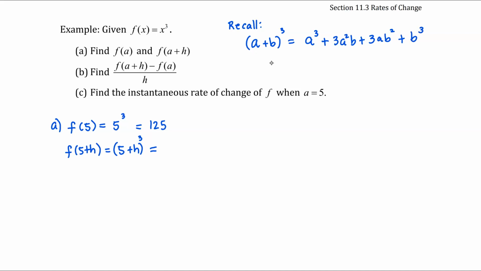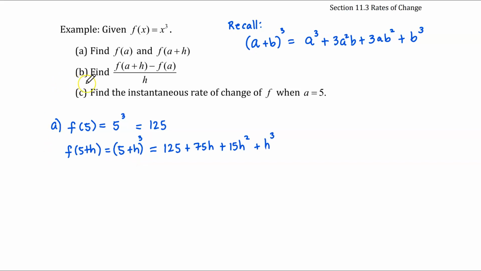So following that pattern, we have the cube of the first term, cube of 5 is 125, plus 3 times the square of 5, which is 25. 3 times 25 is 75. So 75h plus 3 times 5. Our a is 5. So 3 times 5 is 15. And then h squared. Lastly, you cube the last term, cube h. So you have h cubed.